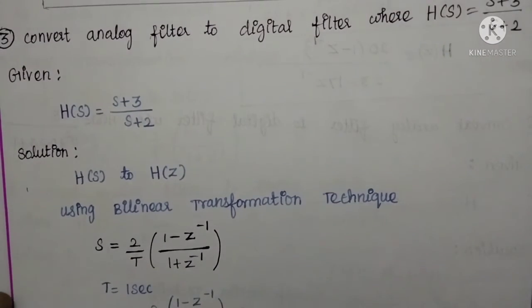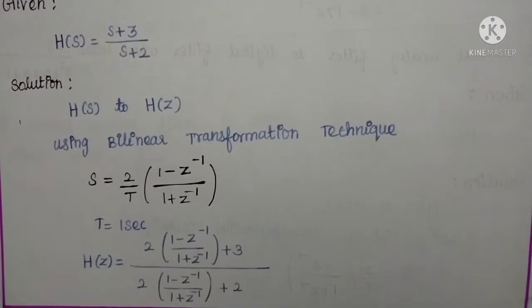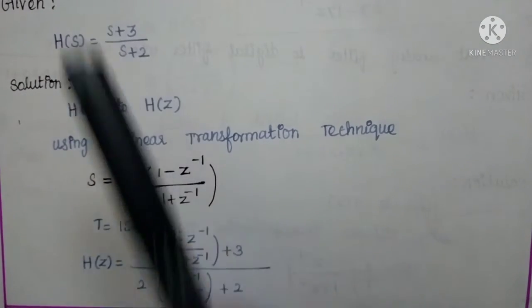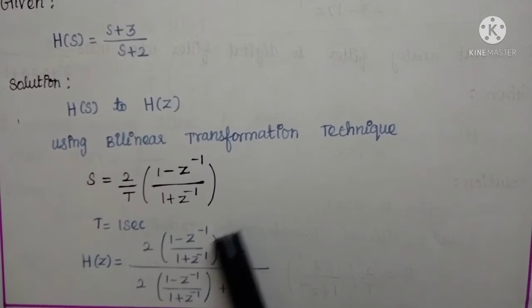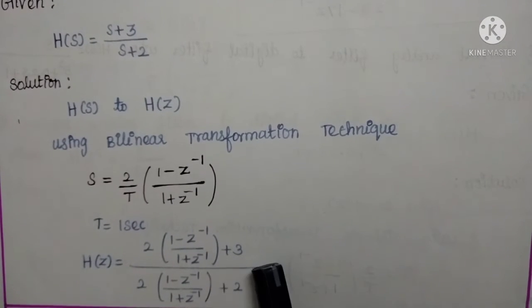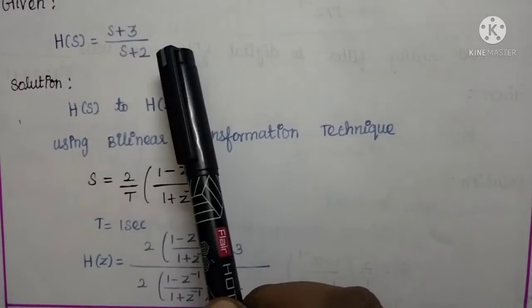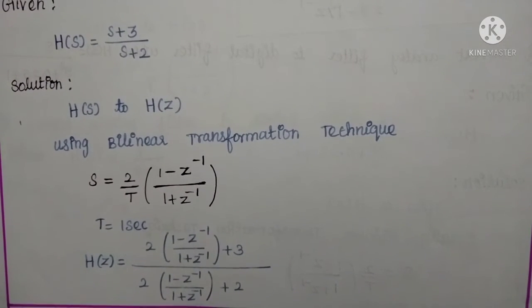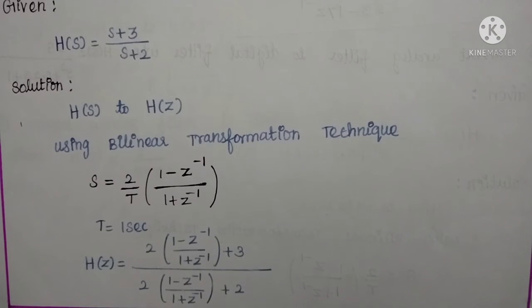So that after writing h of s to h of z, we will get, because the question is s plus 3, in the place of s you write 2 into 1 minus z inverse by 1 plus z inverse plus 3 divided by, and this is s plus 2, in the place of s you substitute 2 into 1 minus z inverse divided by 1 plus z inverse plus 2.